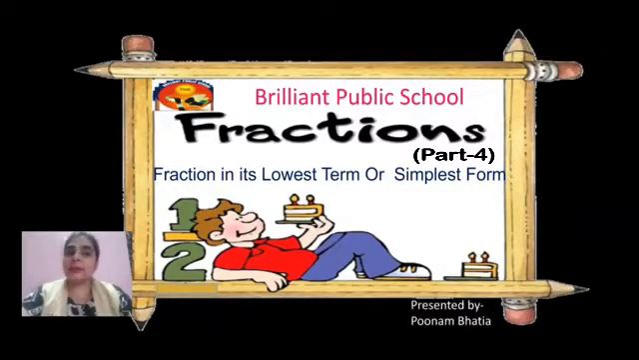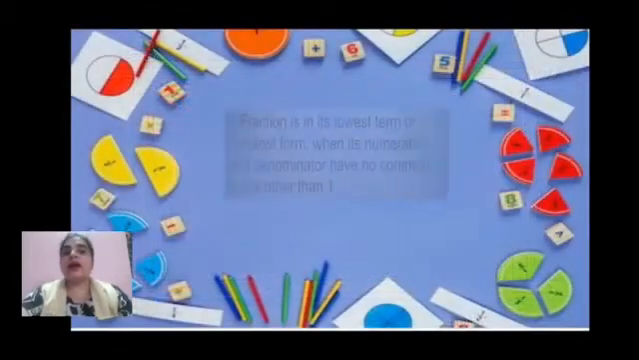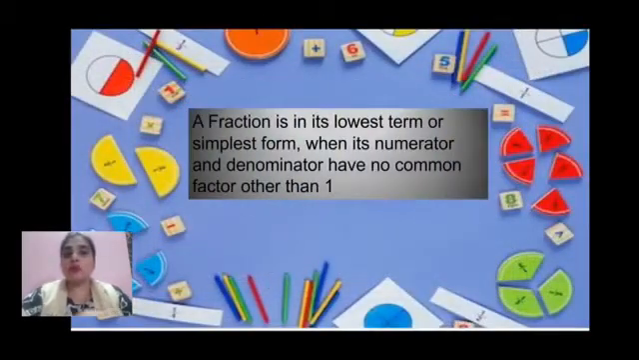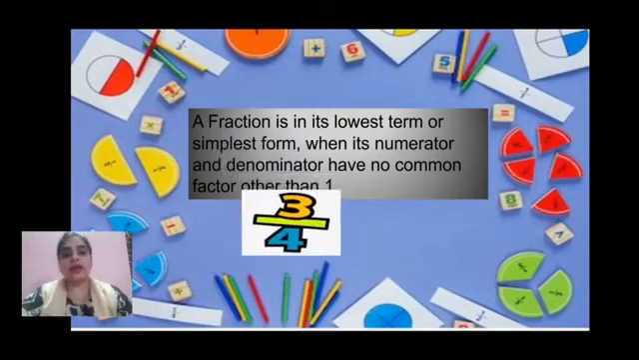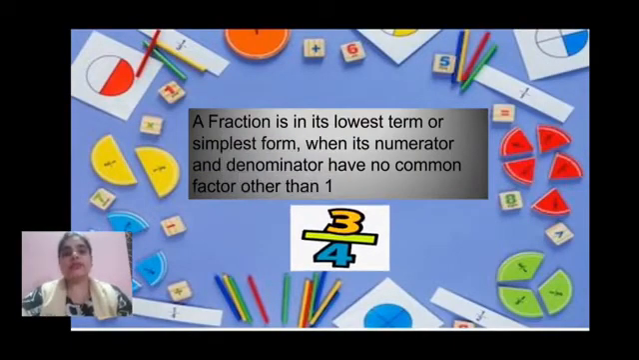So let us begin. A fraction is in its lowest term or simplest form when its numerator and denominator have no common factor other than 1. So here 3/4 is in its lowest term. Why? Because there is no common factor other than 1.